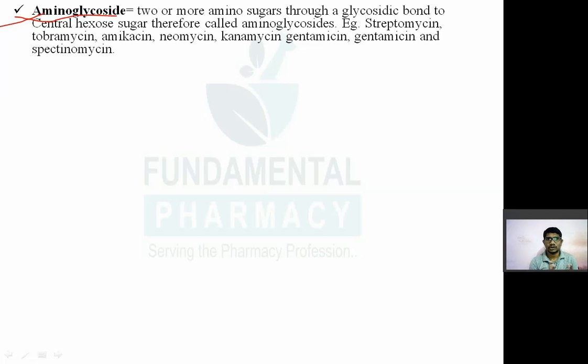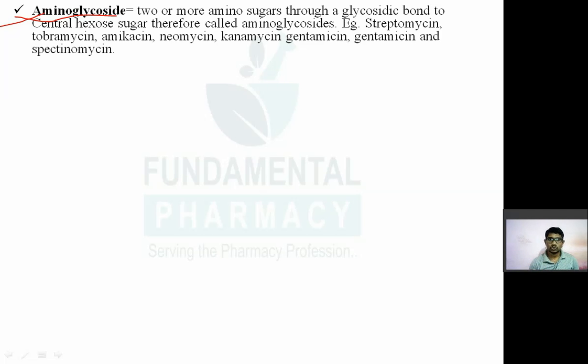So the amino sugars form a bond known as a glycosidic bond. Two or more amino sugars are present in the aminoglycosides, bound together by a glycosidic bond to one central sugar molecule known as a hexose.